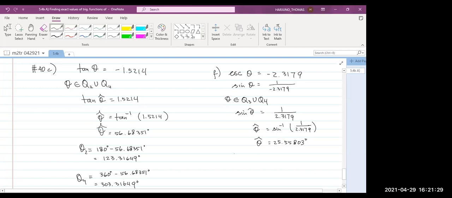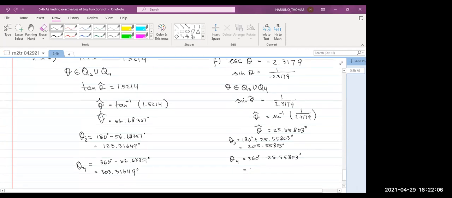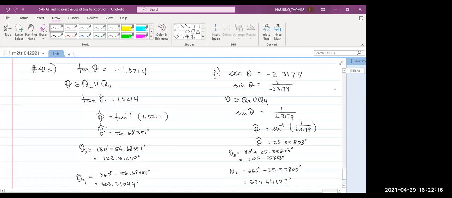Now I need to change it back to quadrant 3, and quadrant 4. Okay, that's what we get. You can check your work.